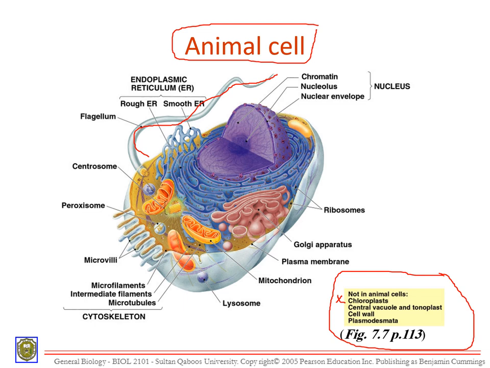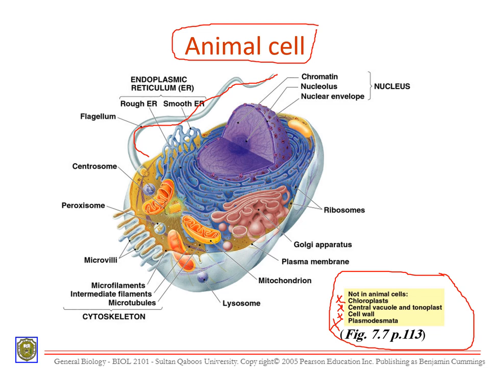It doesn't carry out the process of photosynthesis. Why would it have a chloroplast? Okay, so there's no chloroplast. There's no central vacuole, which I will explain in the next slide. There's no cell wall. Okay? Why? Because for protection, it can just swim away. And there's no plasmodesmata, which are used for communication between plant cells.